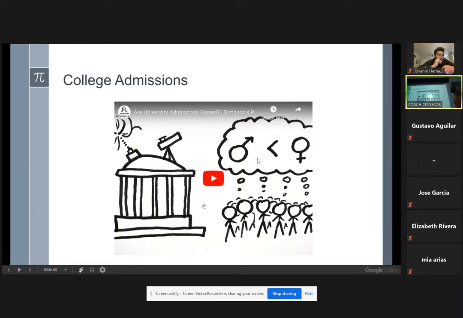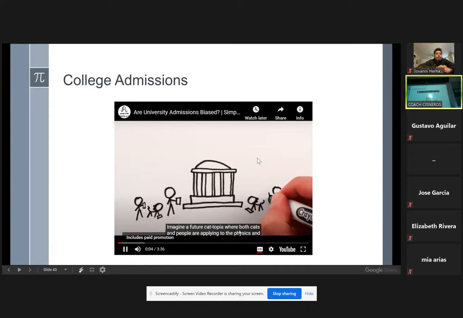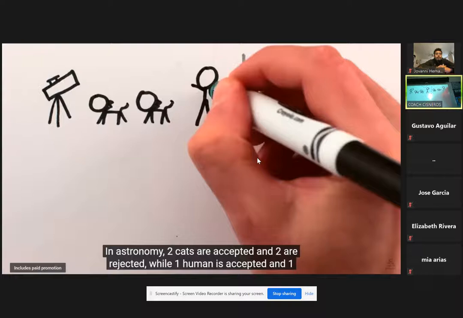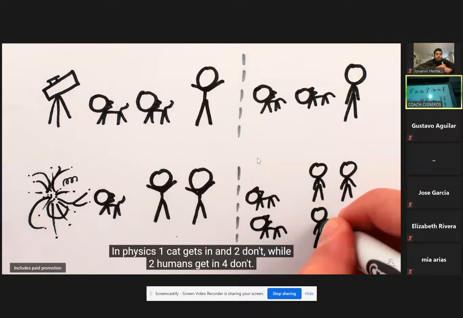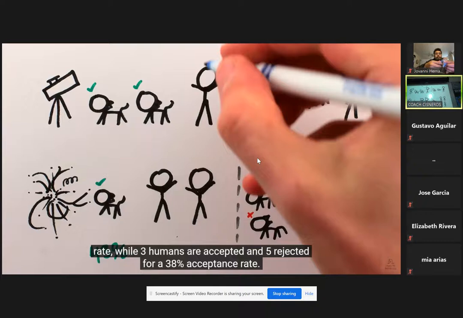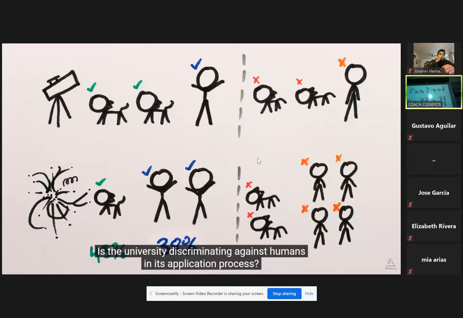Simpson's paradox works in another real scenario. Imagine a future cat-topia where both cats and people are applying to the physics and astronomy departments. In astronomy, two cats are accepted and two rejected, while one human is accepted and one is rejected. On the other hand, in physics, one cat gets in and two don't, while two humans get in and four don't. So overall at the university, three cats are accepted and four rejected for a 43% acceptance rate, while three humans are accepted and five rejected for a 38% acceptance rate. Is the university discriminating against humans in its application process?